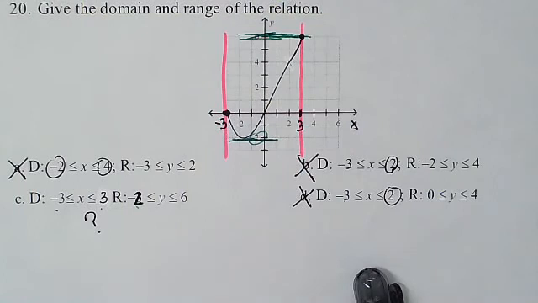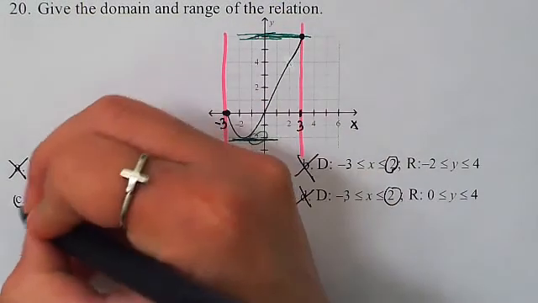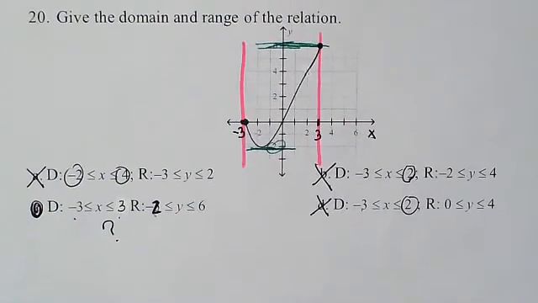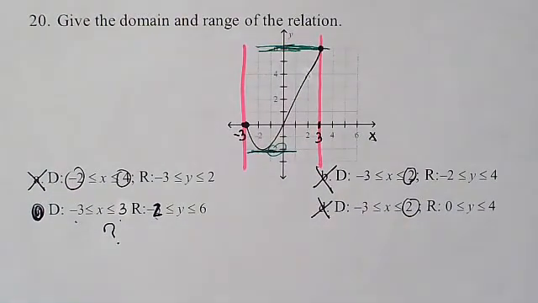Sorry, another mistake, another number I forgot to change. Okay, so -2. And then it goes all the way up to the 6. So there it is. And that's how you find that.